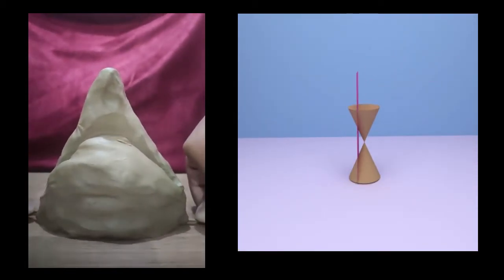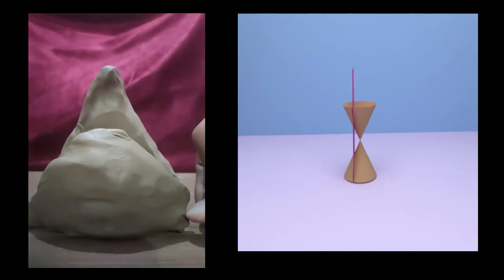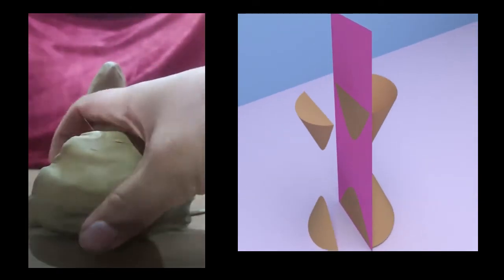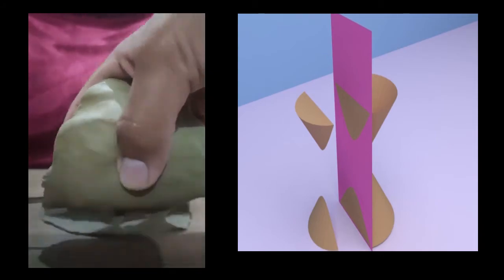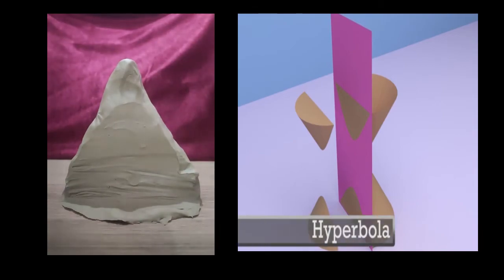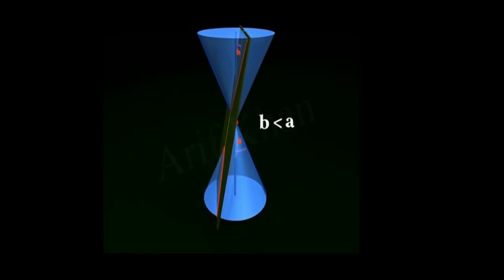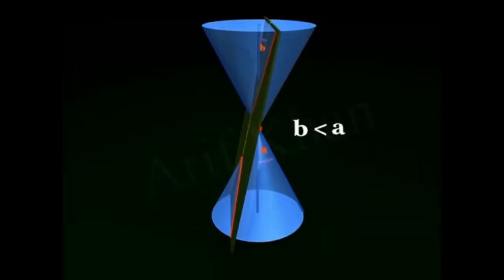Now, in the fourth situation, I have increased the angle further. In this situation, when I cut my double cone, you can see that both my cones are now giving two independent shapes, and both of these together are called a hyperbola. When 0 is less than or equal to beta and beta is less than alpha, the plane cuts through both the nappes and the curve of its section is a hyperbola.